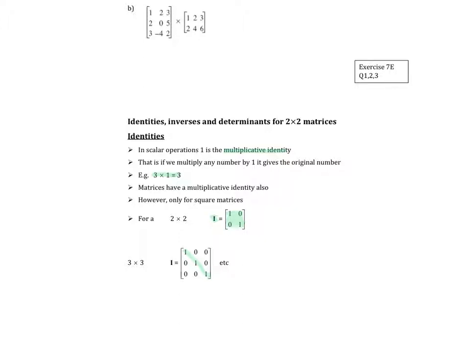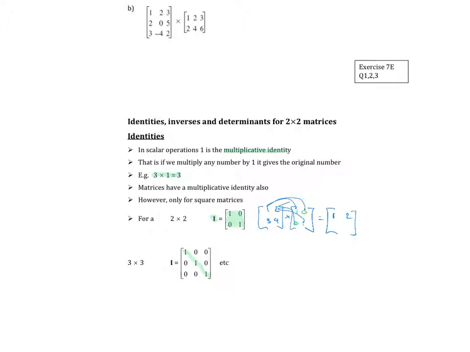any matrix, 1, 2, 3, 4, times 1001, I get what I get. I get 1 times 1 plus 2 times 0, which is 1. 1 times 0 plus 2 times 1, which is 2.